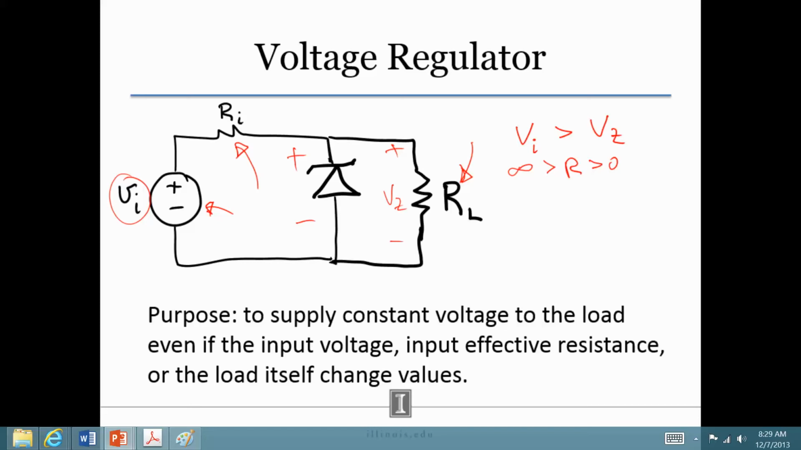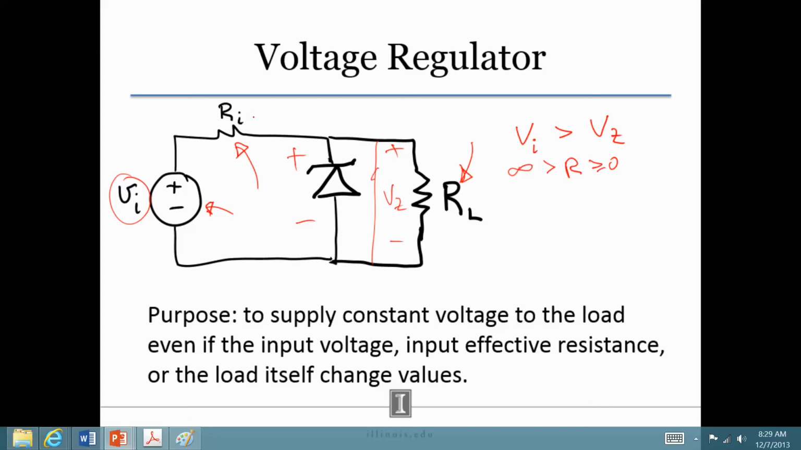Okay, well, what happens if we have resistance that's 0? Okay, so if we have resistance, let's say this could be bigger or equal to 0. If we have resistance of 0, then this becomes just a short circuit. That's resistance of 0. And a short circuit, what kind of voltage does a short circuit have across it? Nothing. It has 0 voltage.